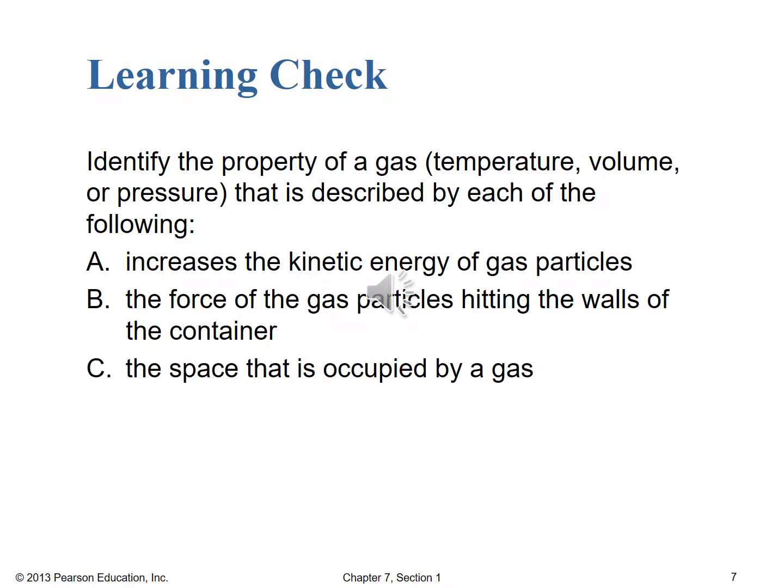Let's pause now for a learning check as we ease our way in here to chapter 7. So this learning check challenges us to identify the property of a gas, temperature, volume, or pressure, that is described by each of the following. So choice A, increases the kinetic energy of gas particles, choice B, the force of the gas particles hitting the walls of the container, and C, the space that is occupied by the gas. For each of those letters, just identify next to it whether we're talking about temperature, volume, or pressure. We have three letters and three properties, so it's probably pretty logical they'll each be used once. Go ahead, pause the video here, assign your properties, and then start it back up, and we'll see how you did.